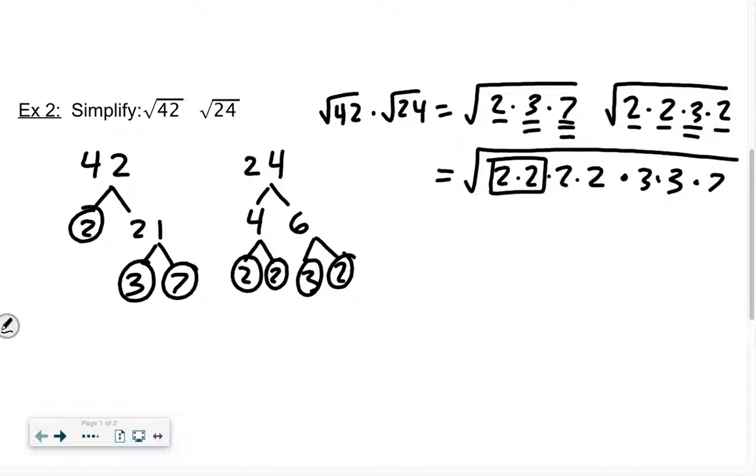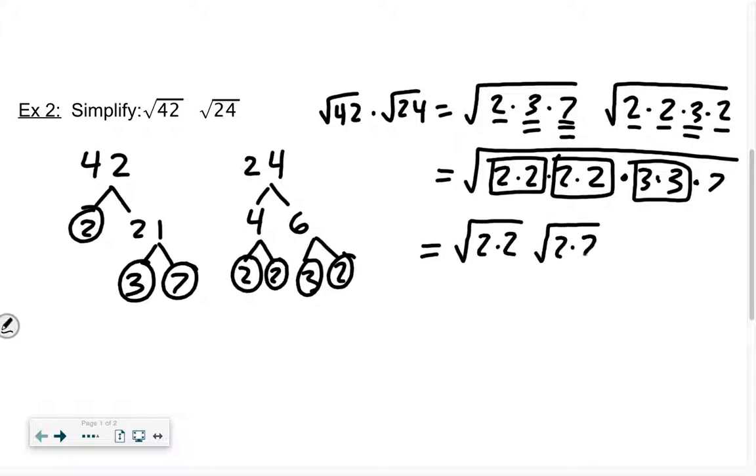I notice that I have a pair of 2's at the beginning. I have a pair of 2's there, and I also have a pair of 3's down here on the right. So what we want to do at this point, it's just the same procedure that we did in the last lesson, is we want to take those pairs and put them in their own radical. So 3 and 3 will go in their own, and then whatever's left over will go in its radical by itself at the very end.